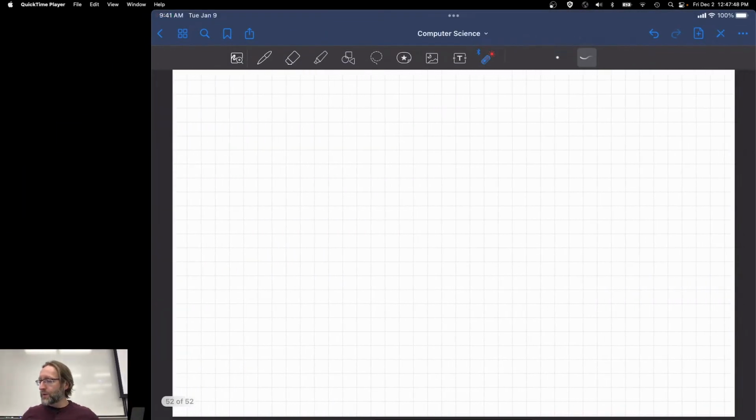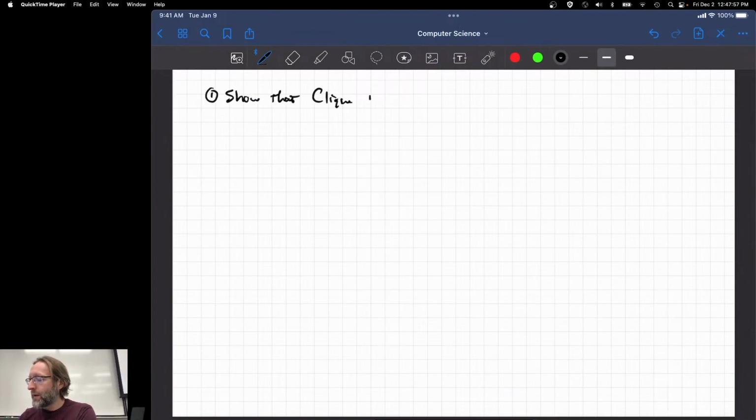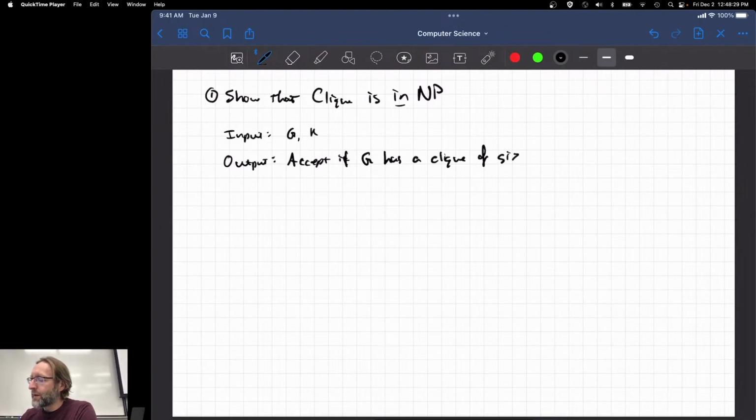Okay, so let's go with 1 first. 1. We need to show that clique is in NP. If it's not in NP to begin with, then it can't be NP-complete. So here's my proof. All I need to do is come up with a polynomial time algorithm that uses non-determinism. Here's my input: a graph G and an integer K. And my output will be accept if G has a clique of size K.